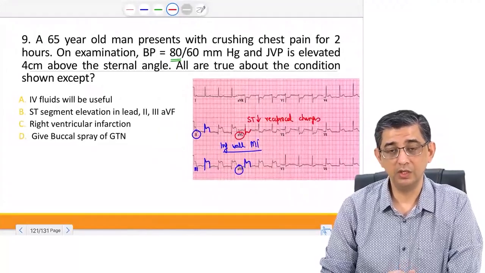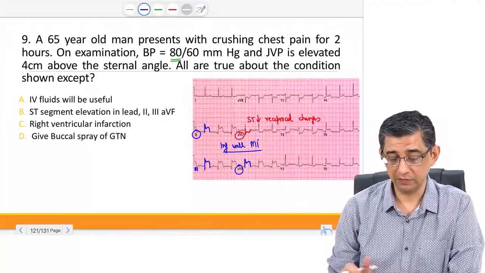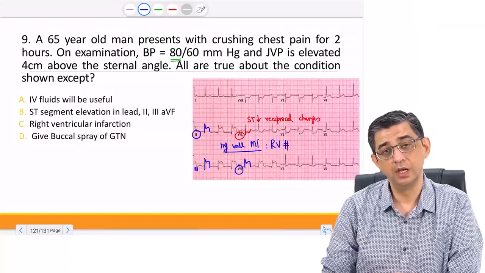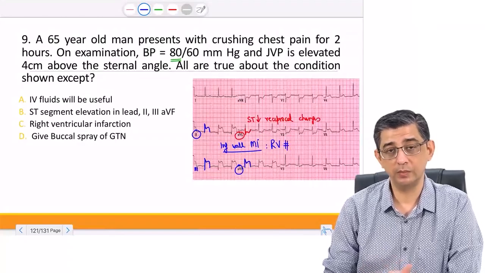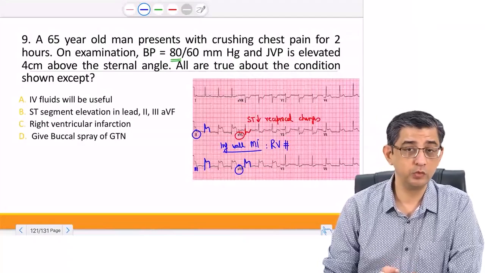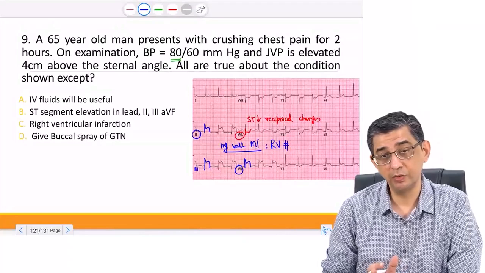The point is in inferior wall MI, you will always be having hypotension. Why? Because the right ventricle is malfunctioning. If less blood goes to the lungs, less will come to the left side, so the BP will dramatically fall. So I want to maintain the perfusion to vital organs. So will IV fluids be given?